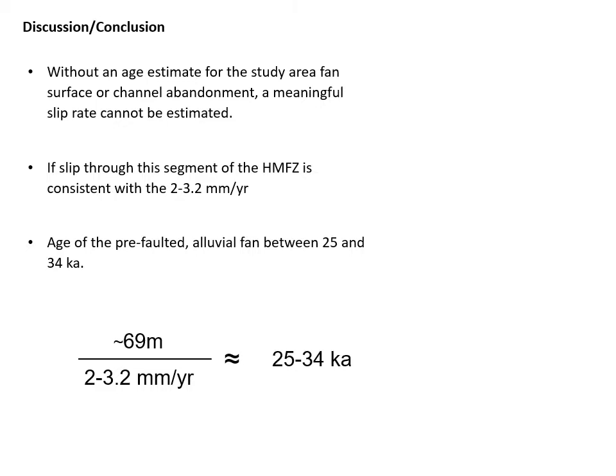So without an actual age estimate for the landforms being cut and displaced, a meaningful slip rate can't really be calculated. However, if that 2 to 3.2 millimeter slip rate per year from the previous studies is consistent with this area, then the 69-meter lateral offset would put a rough age of 25 to 34,000 years for the pre-faulted fan surface, or the age of incision for those channels, which is pretty young for a lot of these surfaces out there.